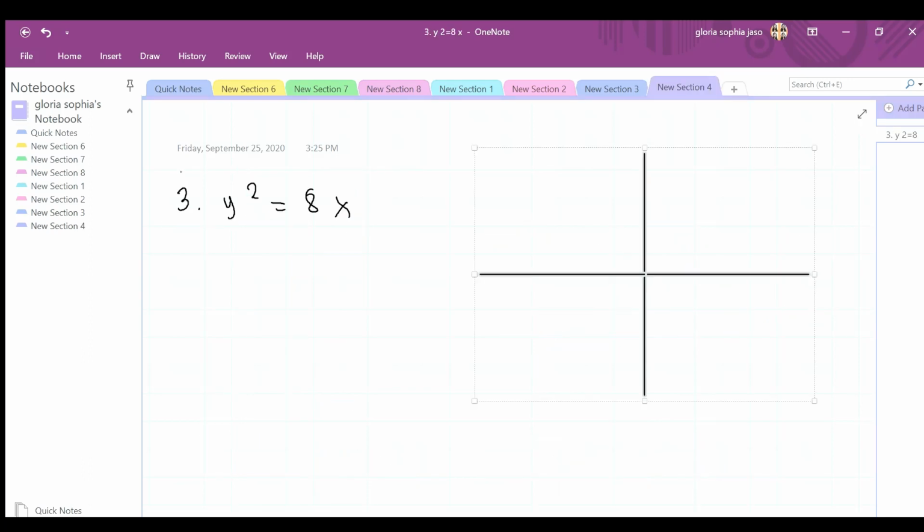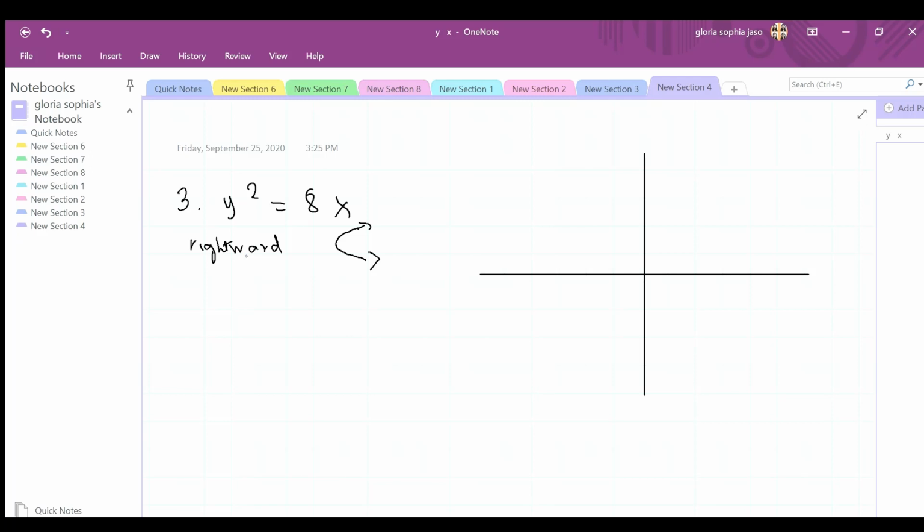Okay, for our third example, we will graph the equation y squared equals 8x. Since it is y squared, our parabola will open left or right. But since this is positive, the parabola will open to the right, or rightward. So roughly it will look like this.